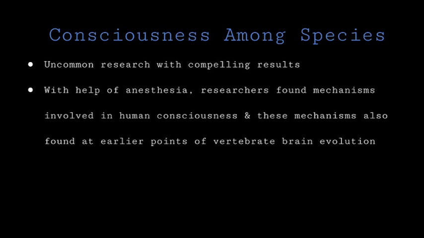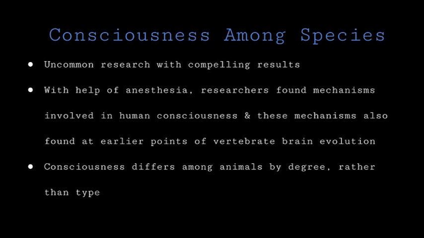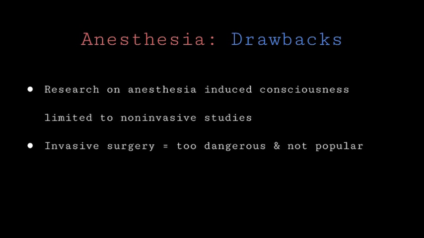With the help of anesthesia, researchers have not only found the mechanisms involved in human consciousness, but that these mechanisms are also found at the earlier points of vertebrate brain evolution. Furthermore, consciousness, or the ability to experience the world, differs among animals in its degree rather than in its type. As of now, research on anesthesia-induced consciousness has been limited to non-invasive studies. It is too dangerous and certainly non-popular to invasively study the brain and subsequent results from anesthetics.